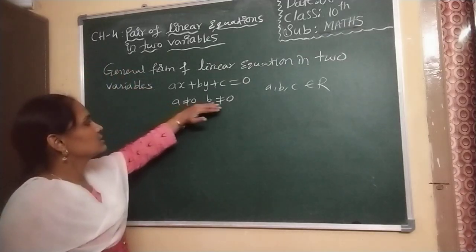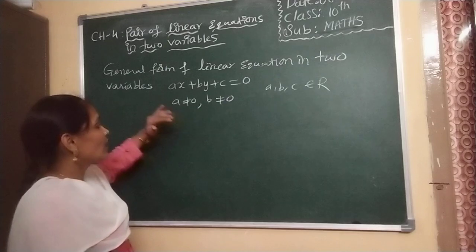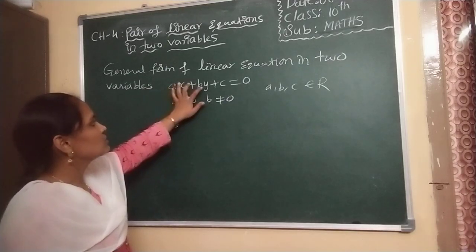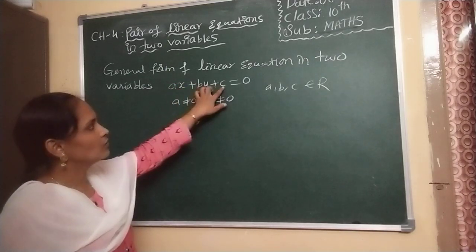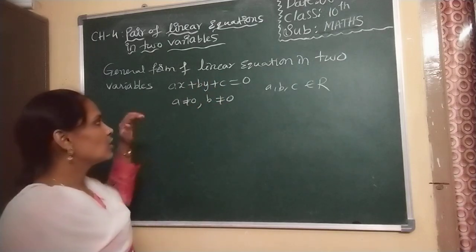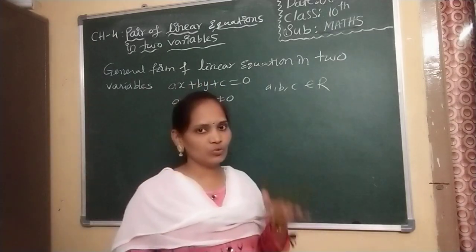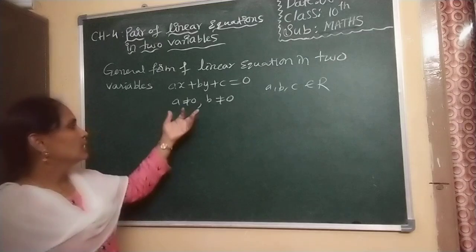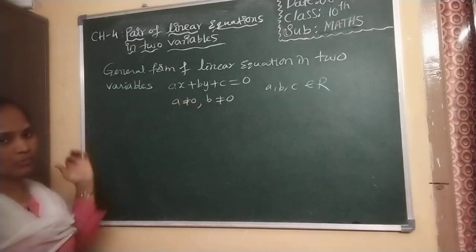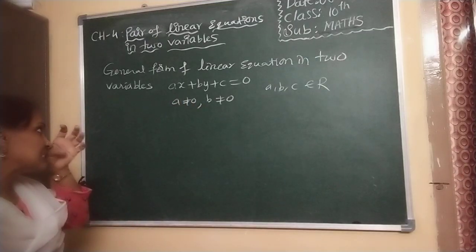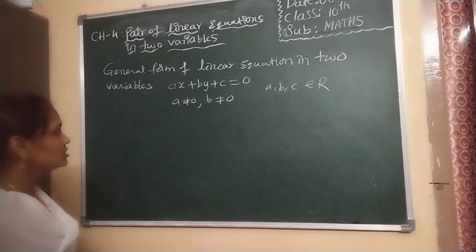Why are we taking this condition? If a and b are zeros, then the whole term will be 0, and you will get only a constant. It will not be a linear equation in two variables. That's why we should take the condition that a and b should not be 0. This is the general form of a linear equation in two variables.